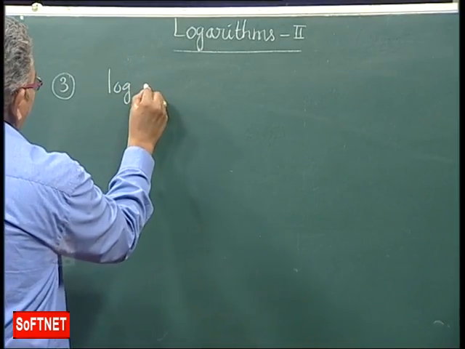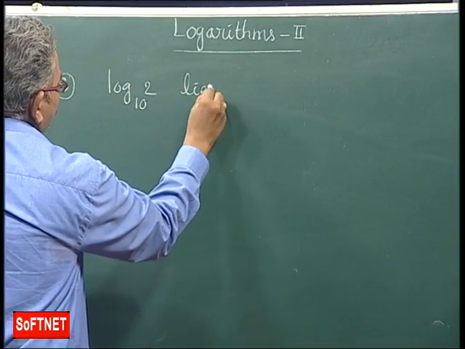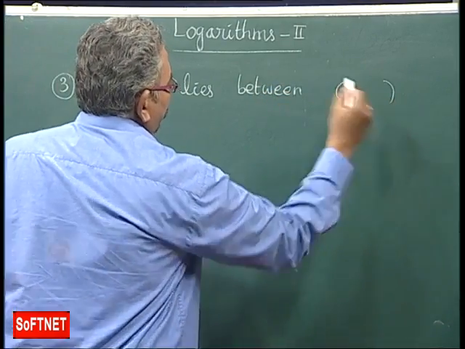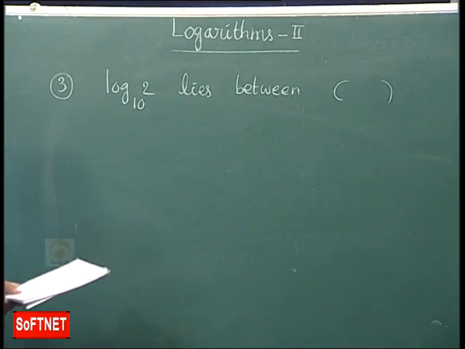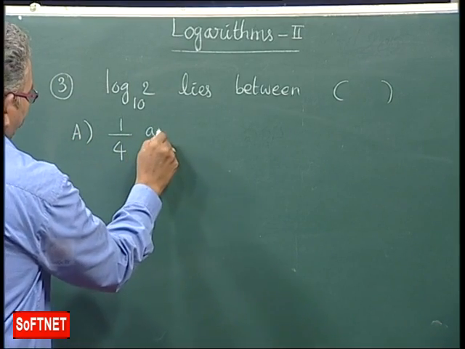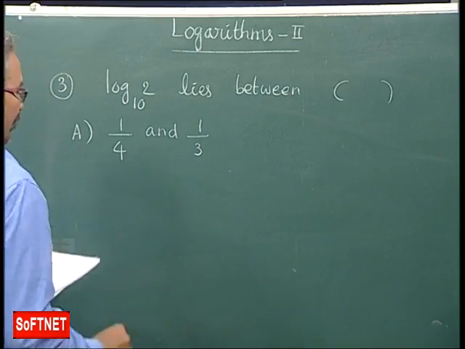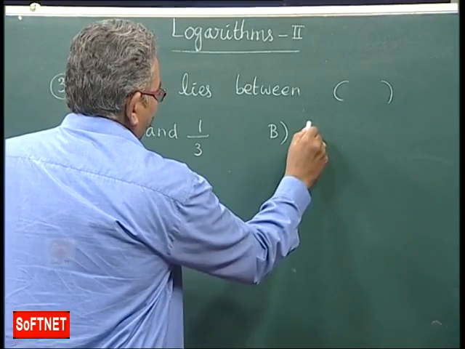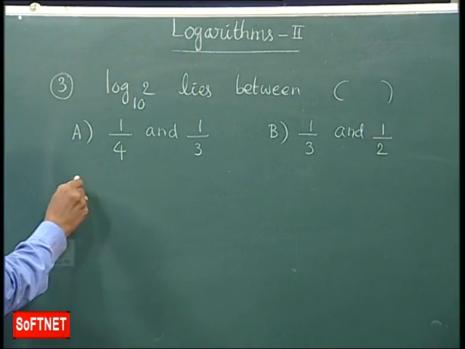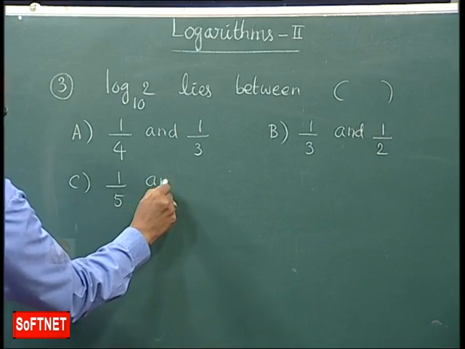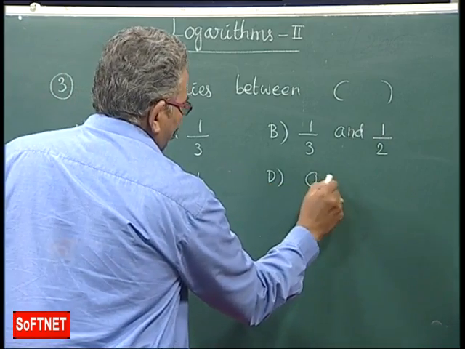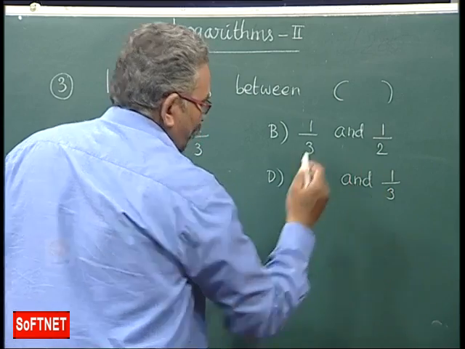log 2 base 10 lies between: A, 1 by 4 and 1 by 3; B, 1 by 3 and 1 by 2; C, 1 by 5 and 1 by 6; D, 0 and 1 by 3. Okay.